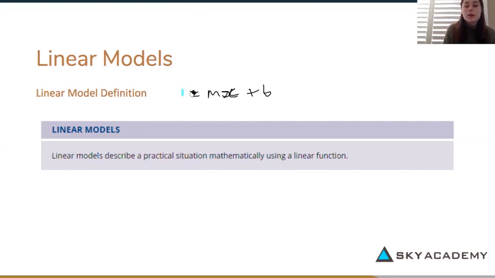So here it says linear models describe a practical situation mathematically using a linear function. The best way to understand linear models is to do examples. So we're going to have a look at an example now.